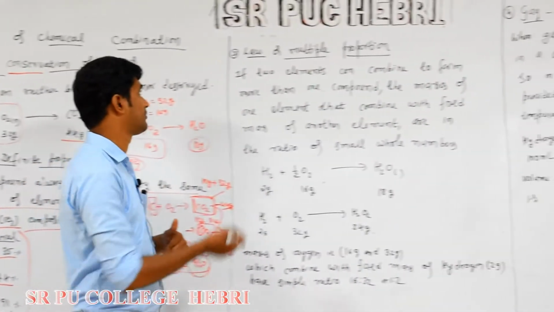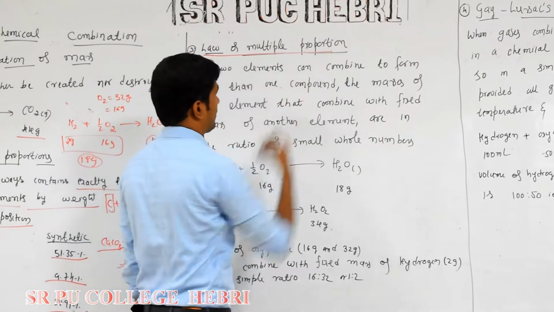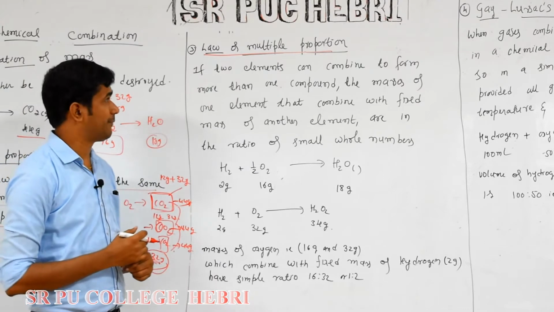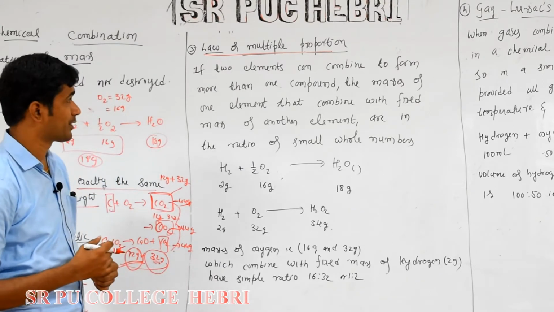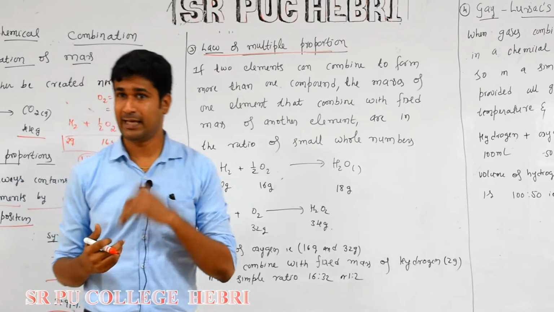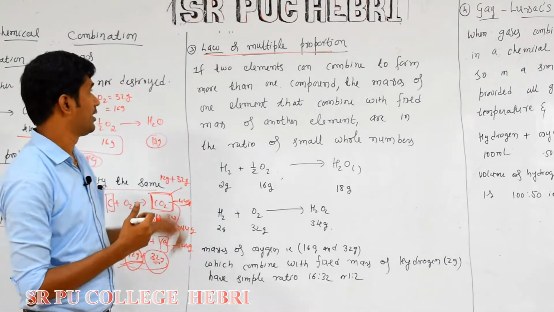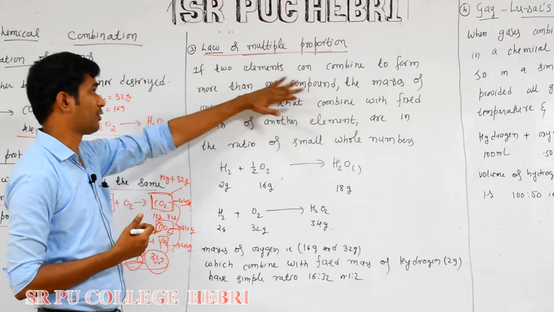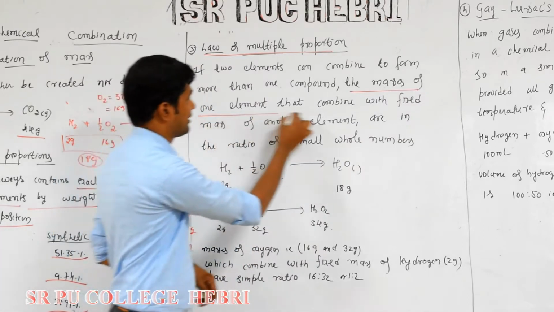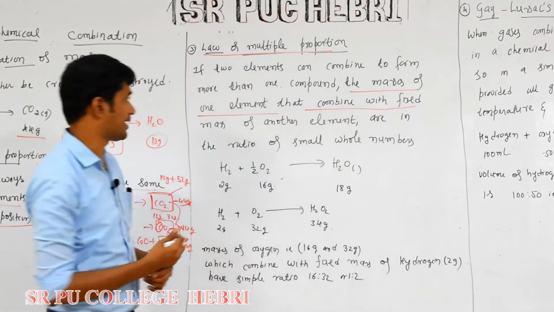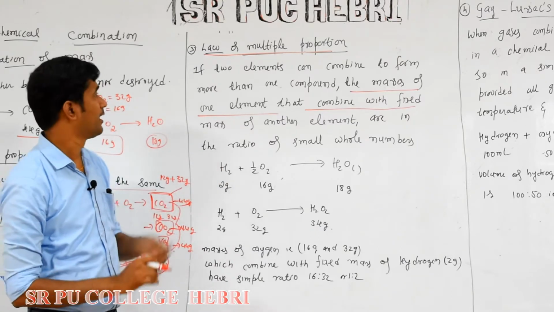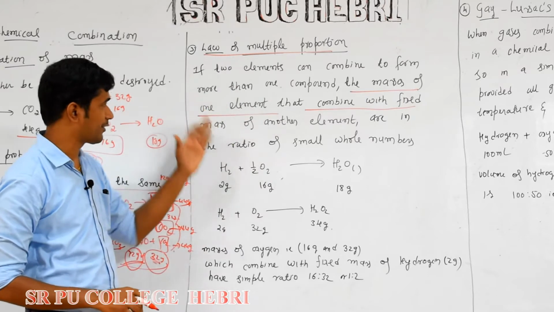Okay, moving on to law number 3, the law of multiple proportions. Carefully observe what it says. If 2 elements can combine to form more than one compound, by the combination of 2 elements we may get many compounds, the masses of one element that combine with a fixed mass of another element are in the ratio of small whole numbers. Once you read it, then you can understand.